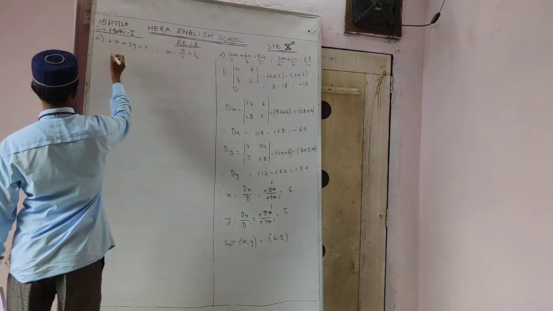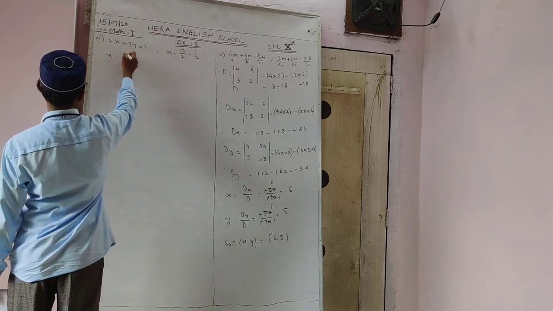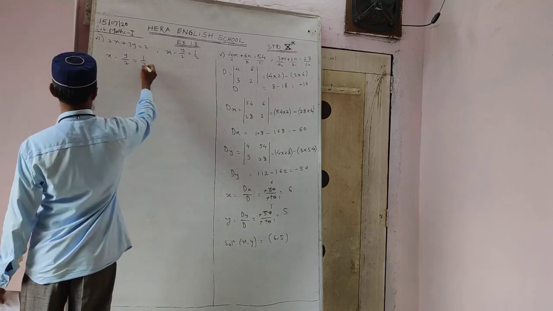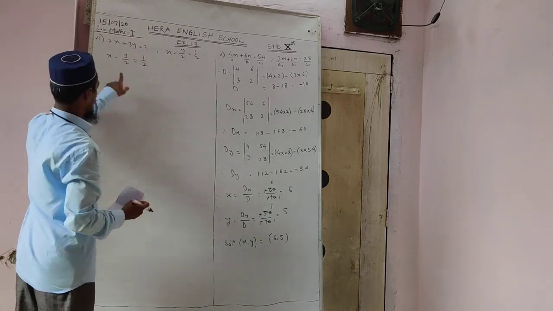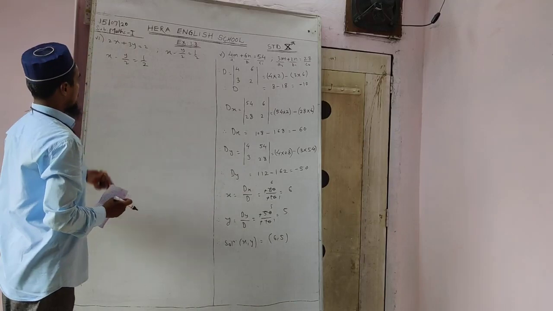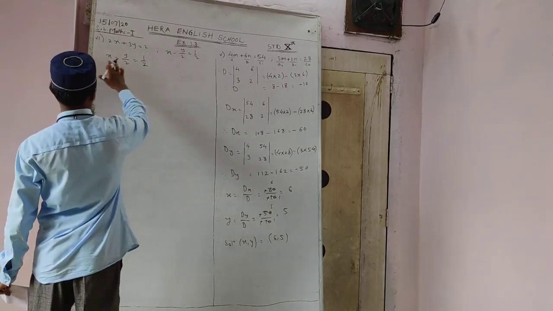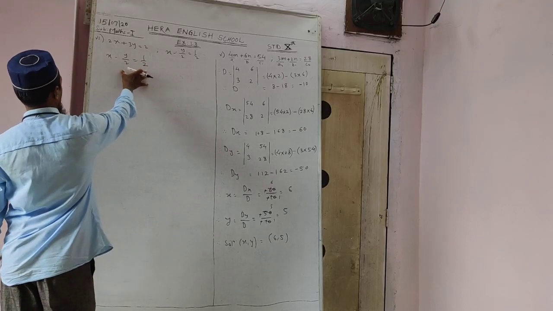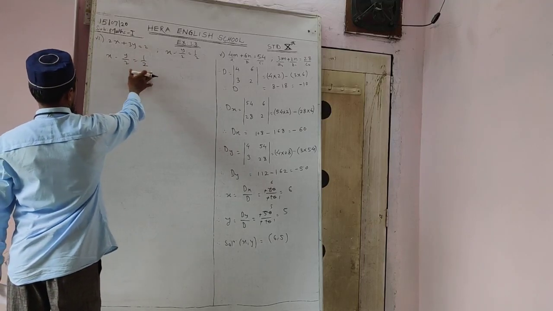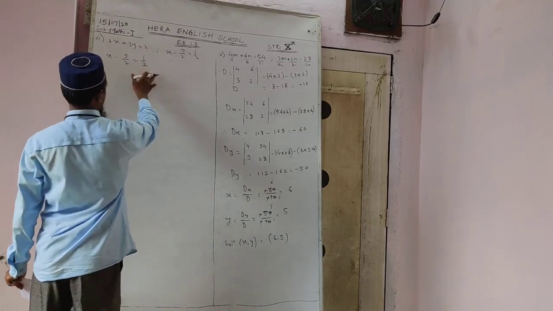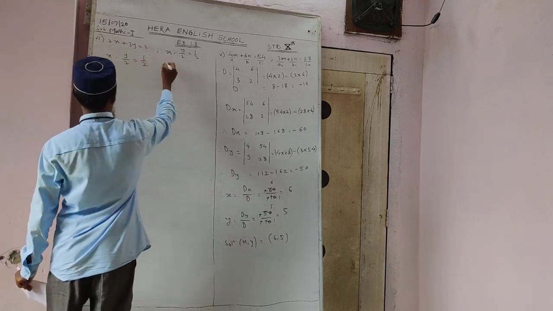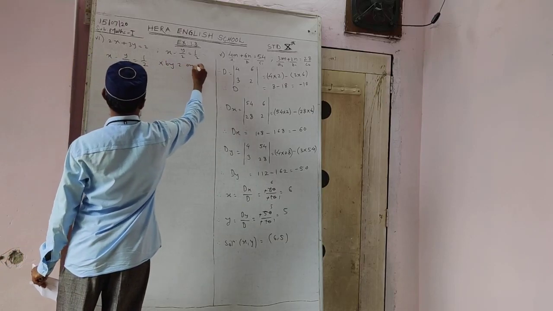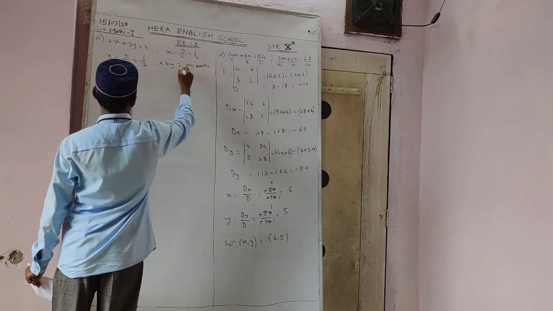Now see the second equation, we have (x minus y) by 2 is equal to 1 by 2. Here in the denominator we have 2. It is dividing, so we will multiply by 2 on each side to cancel the denominator. Here we'll write: multiply by 2 on each side.